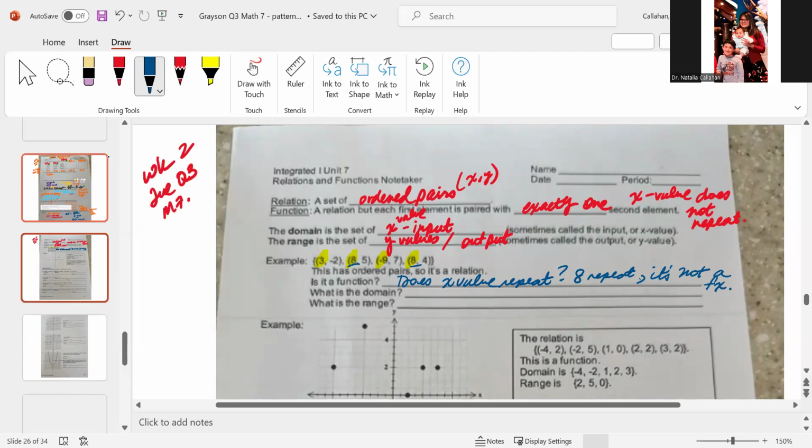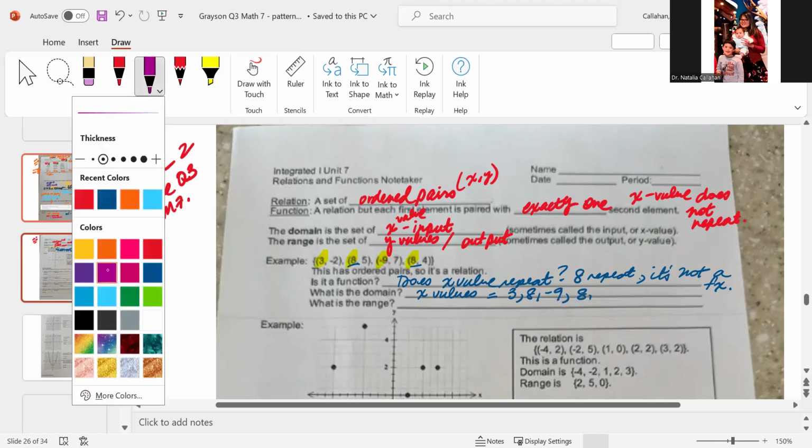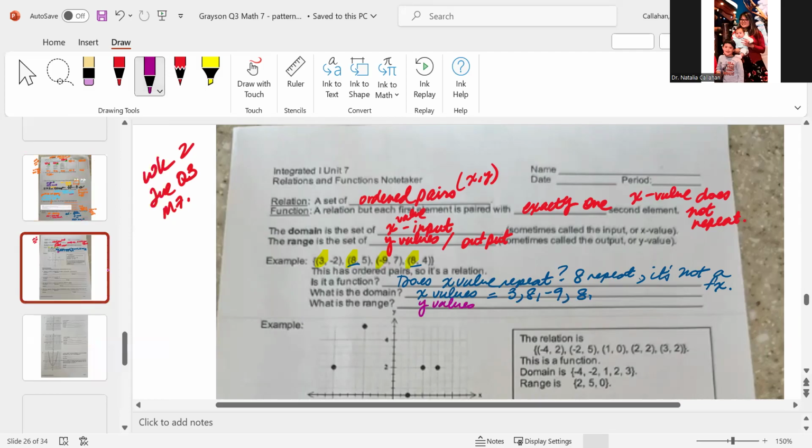What is the domain? The domain is the X values. So what are the X values? 3, 8, -9, and 8. What is the range? Which are the Y values? They are going to be -2, 5, 7, 4.